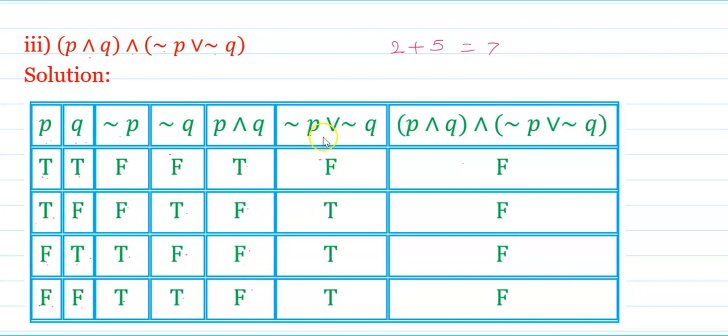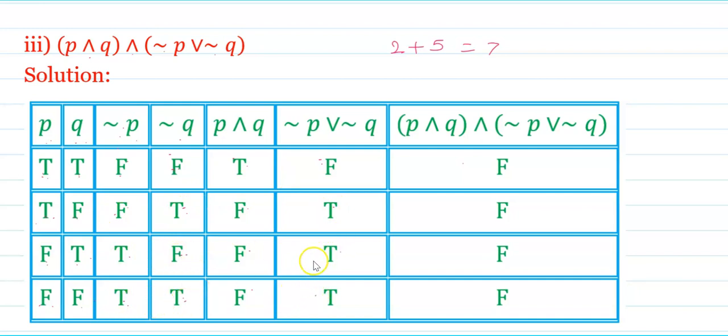Next we'll find out the OR between the column number 2nd, 3rd and 4th. What for OR? At least one of the two must be true. One of them must be true, then it is true. Otherwise false. F or F is F. F or T is T. T or F is T. T or T is T.